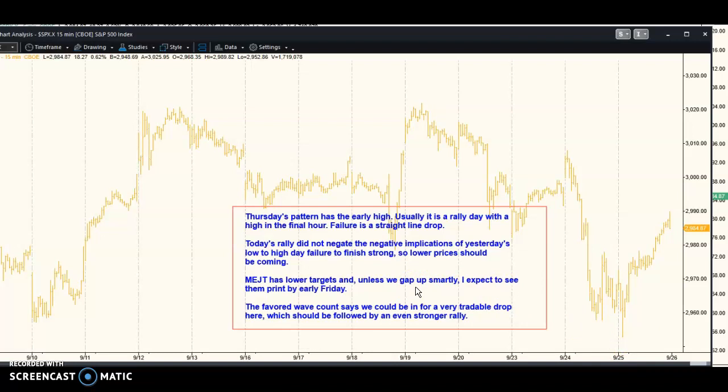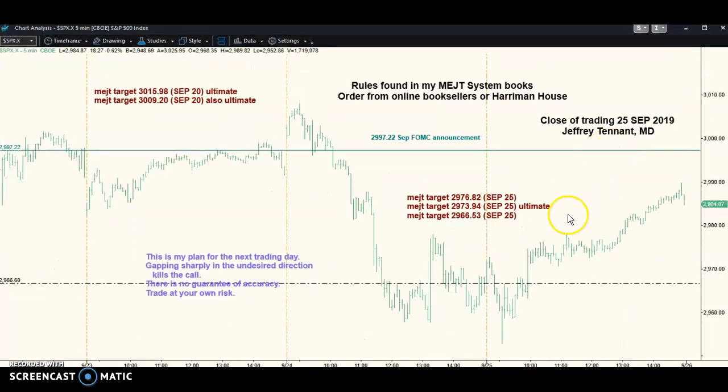MEJT has lower targets unless we gap up smartly. Expect to see them print by early Friday. The favored wave count, not the only one, says we could be in for a very tradable drop here over the next few days to weeks. But after that, it should be followed by an even stronger rally to new all-time highs. Tomorrow's pattern has the early high, but if we don't gap up smartly, here are the targets, and that's today's call.